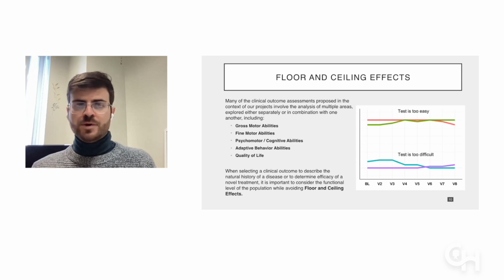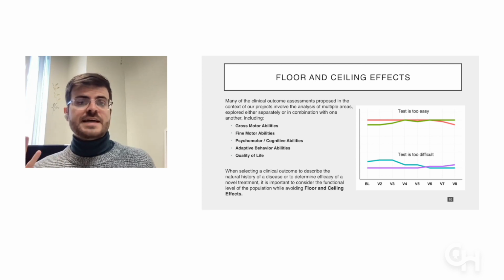We're evaluating motor abilities, cognitive abilities, adaptive behavior abilities, and quality of life. But because this is a specific population, we need to avoid what is called a floor effect and a ceiling effect. A floor effect is when I choose a test that is too challenging for the population I want to describe, and so everybody performs poorly.